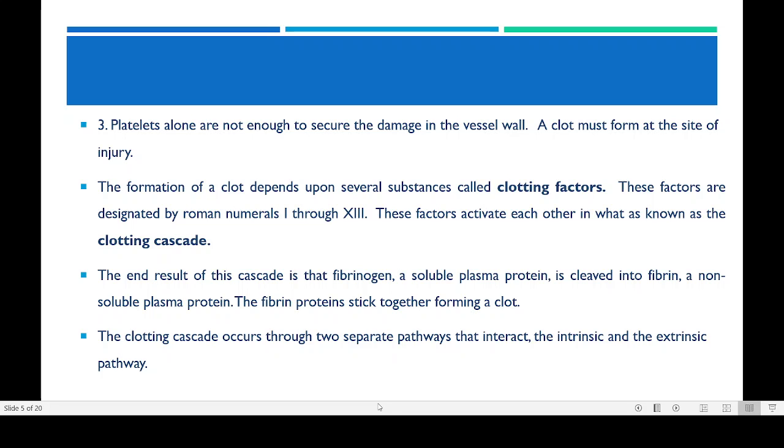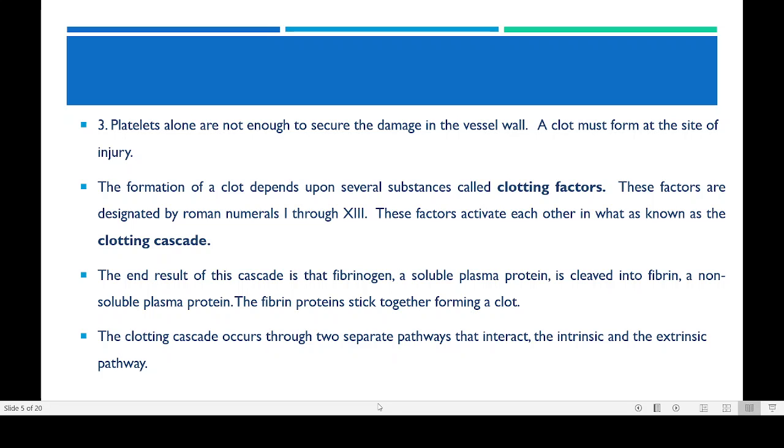Now the clotting cascade occurs through two separate pathways. We have already seen what a clotting factor is. A clotting factor simply means a group of several proteins helping in clotting. Since they help in clotting, they are known as clotting factors, and they are activated one by one. The first is activated, and it causes the second to activate, and the second causes the activation of the third. So in a step-by-step or sequential manner they are activated, and that process is known as the clotting cascade.